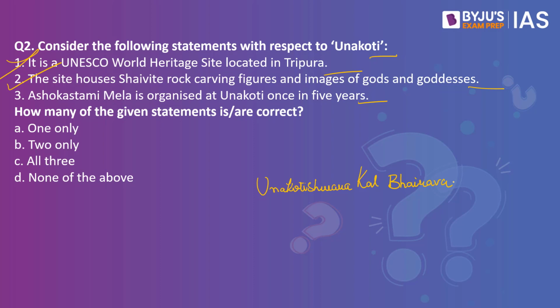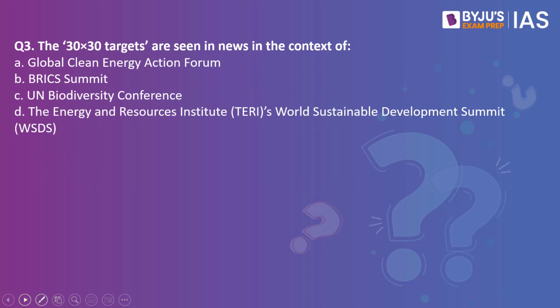This festival is celebrated annually during the months of March and April, and both tribals as well as non-tribals participate in this Ashokashtami Mela. So statement number 3 becomes incorrect. It is not organized once in 5 years but annually. Therefore, the right answer to our question would be option A, 1 only. Moving on to question number 3.